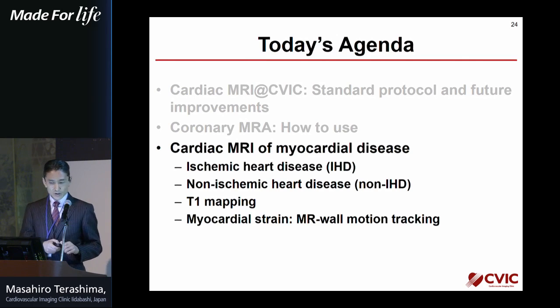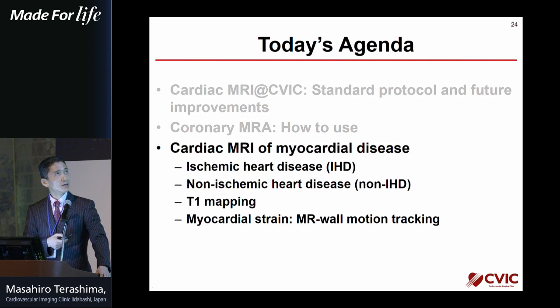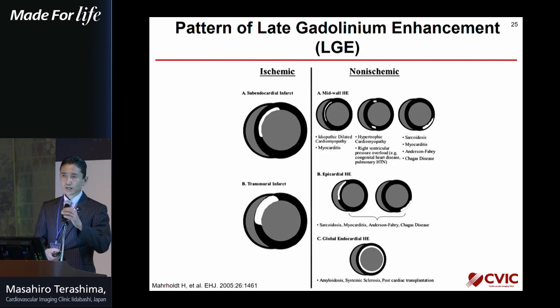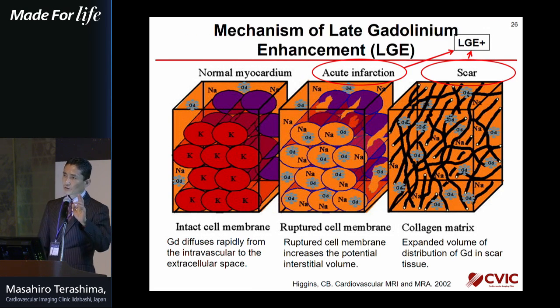And I move on to the myocardial disease of cardiac MRI. To characterize myocardial disease, late gadolinium enhancement is a very powerful tool. And this is a very nice summary, a figure of ischemic heart disease and also non-ischemic heart disease. So there are two basic mechanisms by which we can see the late gadolinium enhancement.